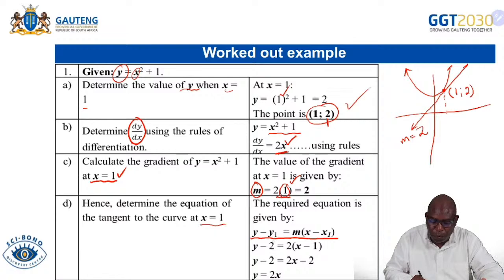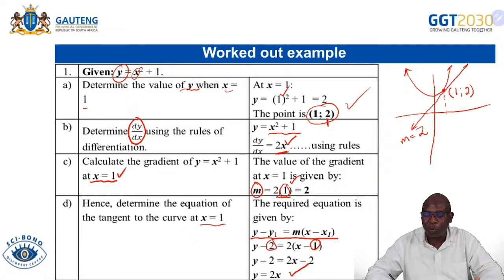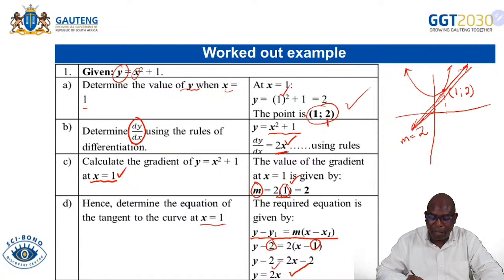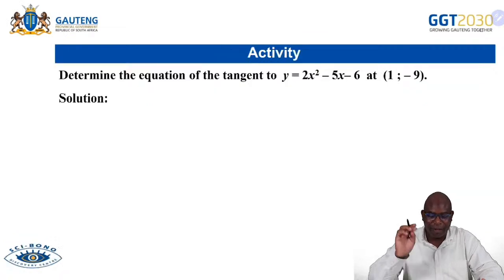It's 2. So I'm going to substitute y1 by 2. What is the value of x1? It's going to be 1. So I'm going to substitute that by 1. And then I'm going to have my equation of the tangent, which is y equals 2x. So that line will go through the center there. How do I know that I'm right? Because the gradient of that line is positive, the equation there will be correct. Okay. The activity that we need to do now, let's look at this activity.